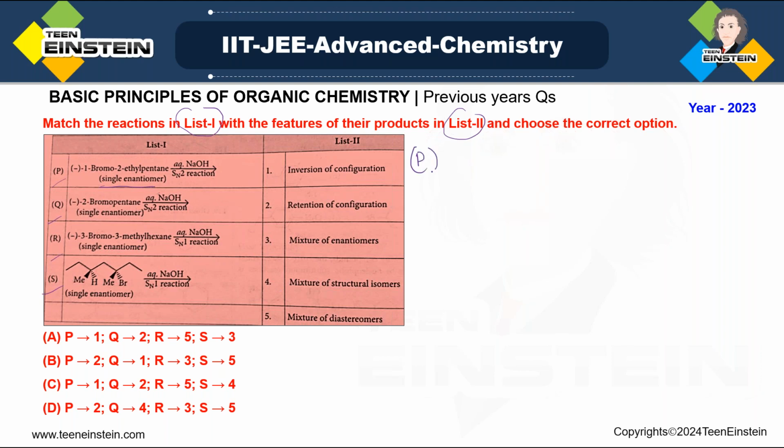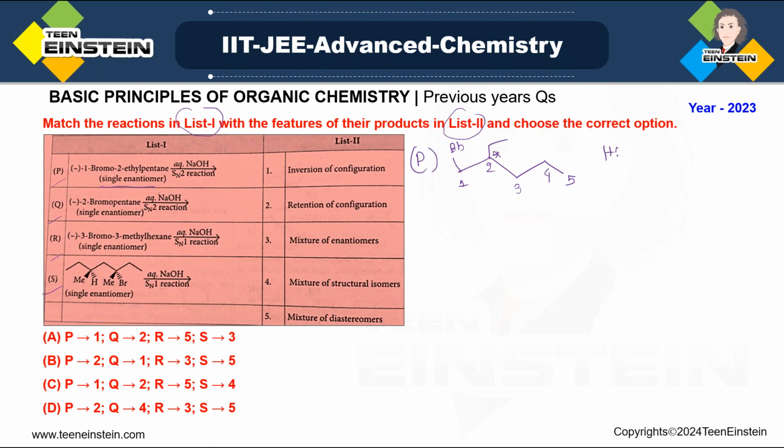So if we draw the structure for the first reaction, this is pentane. At one position there is bromine. This is 1, 2, 3, 4, 5. And at two position there is ethyl group. So you can understand this is the chiral center present. The chiral center is not that carbon with which bromine is attached.